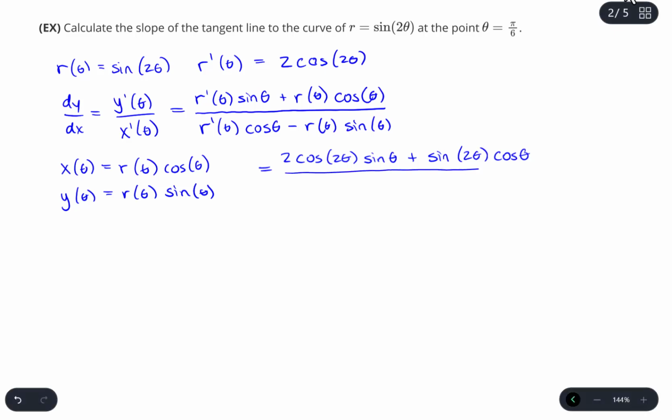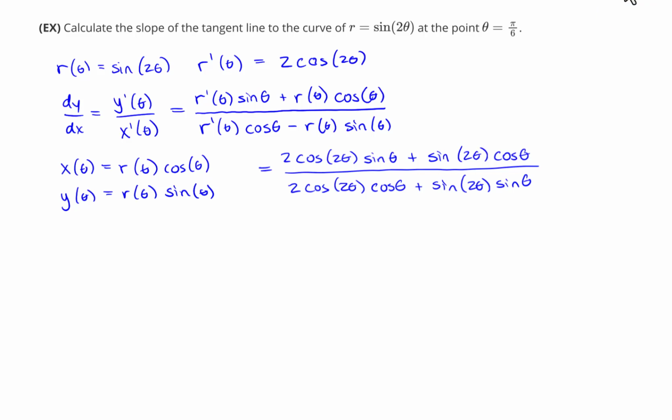And I guess sometimes I'm using parentheses, sometimes I'm not. It doesn't really matter. R prime is 2 cosine 2 theta, times cosine theta, plus sine 2 theta times sine of theta. Okay, so we know what the derivative looks like. So this function would give us the slope of this curve at any particular point.